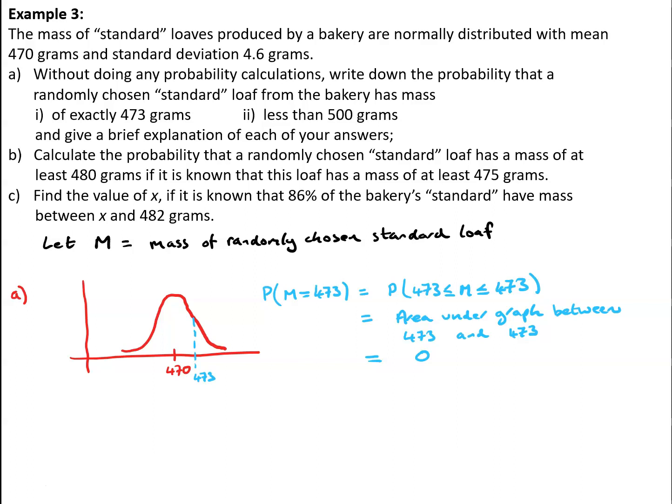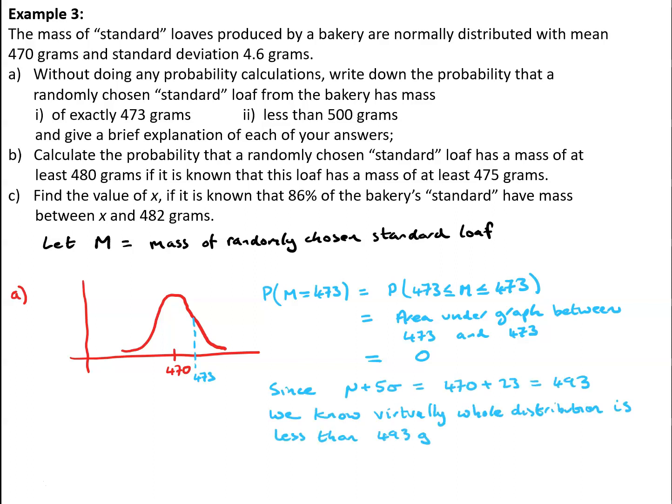For the second one, what's the probability that we get a mass which is less than 500 grams? Well, we know that mu plus 5 sigma is mu, which is 470, plus 5 times 4.6. So that's 470 plus 23 is 493. So we know there is next to no area to the right of 493, which certainly means there's no area to the right of 500.